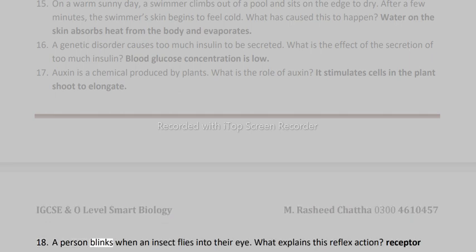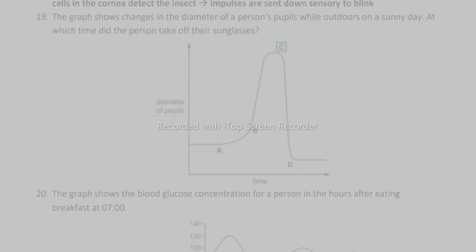18. A person blinks when an insect flies into their eye. What explains this reflex action? Receptor cells in the cornea detect the insect and impulses are sent down sensory neurones to blink.